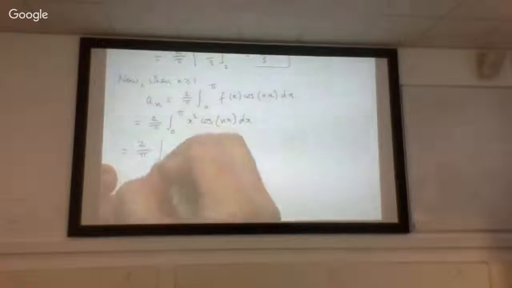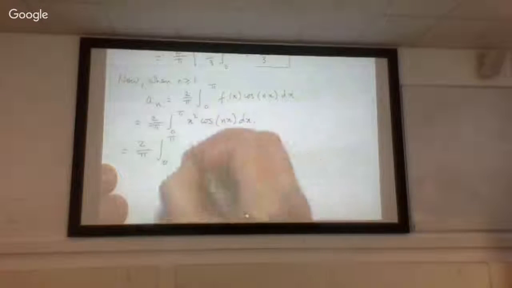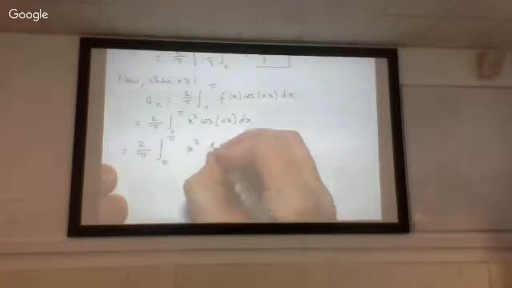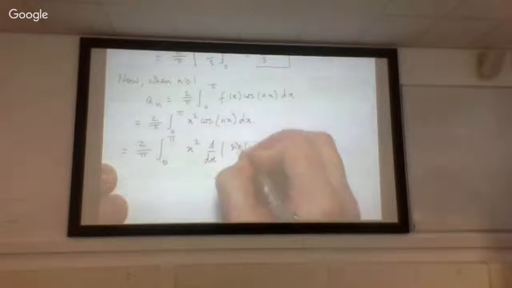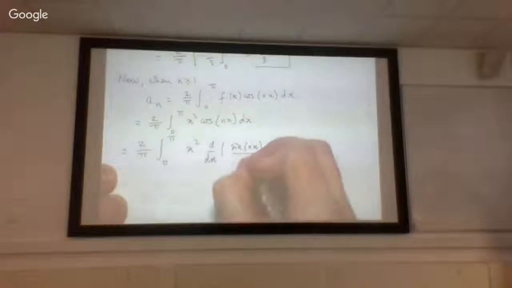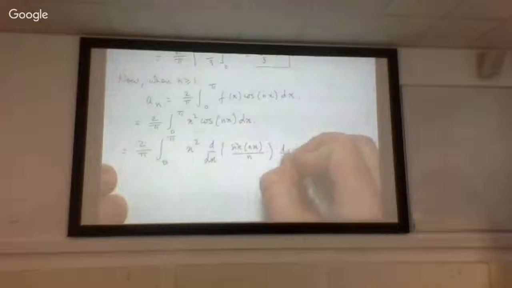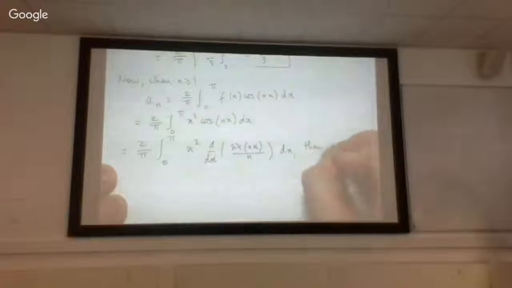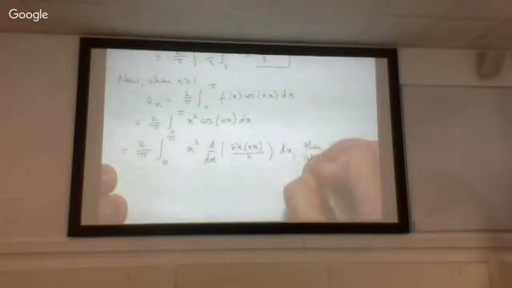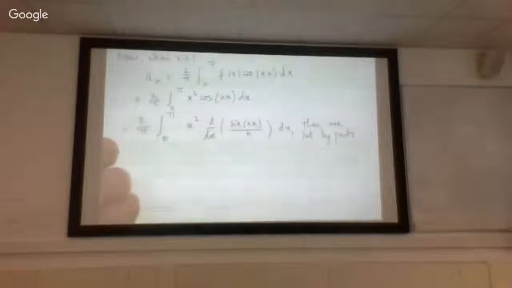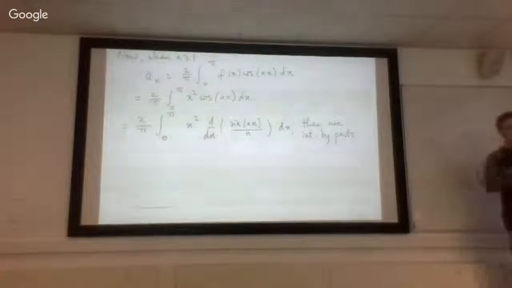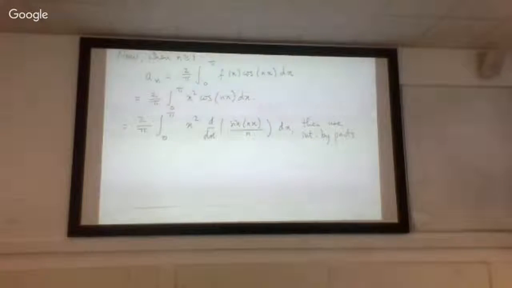So it's 2 over pi integral from 0 to pi of x squared. So this will be d dx of sine of nx over n dx. And then use integration by parts. That make sense? Any clarification required on that?